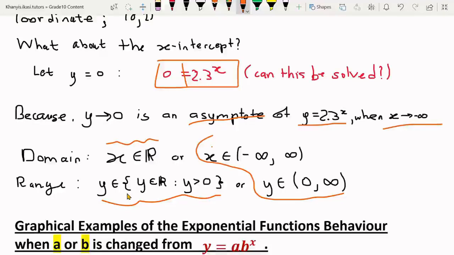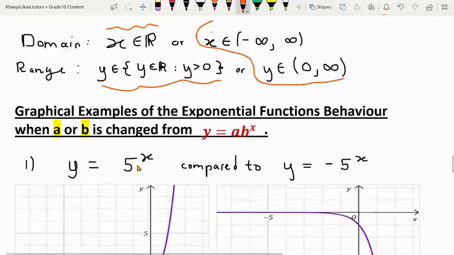So y belongs to a set where y is an element of the real numbers such that y is greater than 0. Let me read that again. So y belongs to the real numbers such that y is greater than 0, right? And basically that is the set. Or we could have said y belongs to in between 0 and infinity, and they are not included, and that's it. So that is basically almost all of it, right?